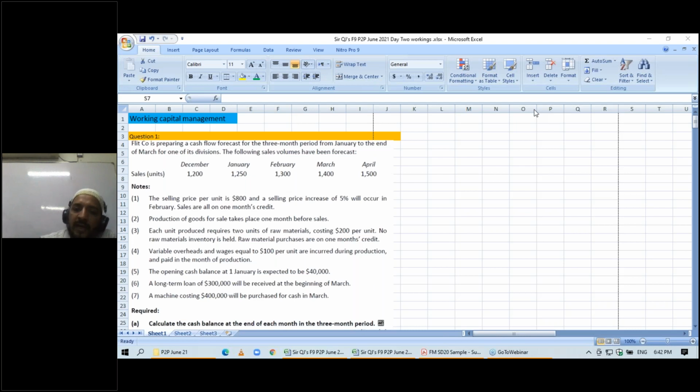Students, see what is working capital. Working capital is basically investment by a business in current assets, like in stock, in receivables. So you need to put some cash into the working capital. See, the business generates cash and obtains finance.